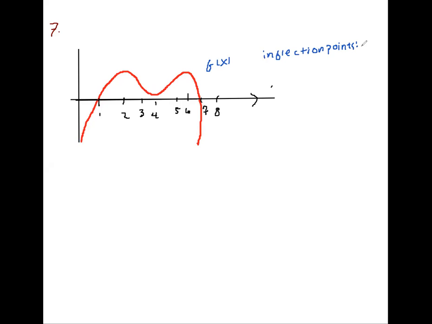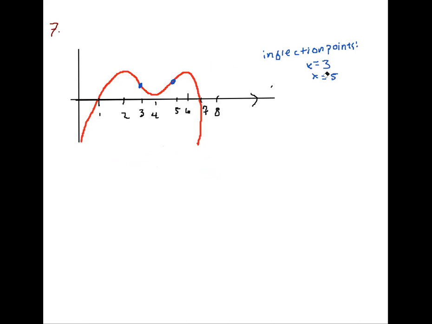Yes, I will have them at 3 and 5. Because from here to here, I'm going to be concave down. From here to here, I'm going to be concave up. And from here to here, I'll be concave down. So my inflection points will be at x is equal to 3 and x is equal to 5. Awesome.